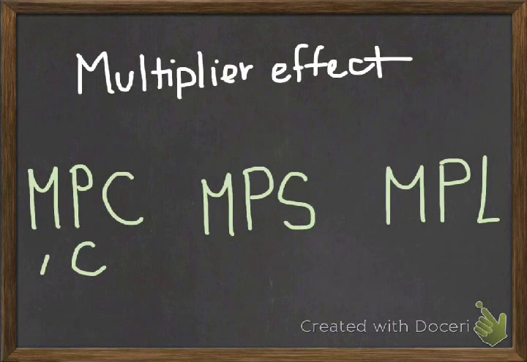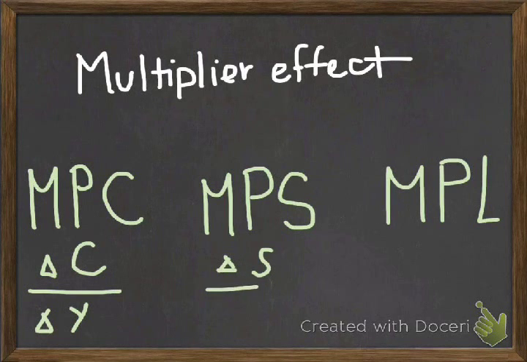First, we have an equation for MPC, which is the change in consumption over the change in income. This measures how much additional output results from a change in government spending. For the second one, which is MPS, we have another equation which is kind of similar: change in saving over change in income. So households either spend or save any changes in their incomes.